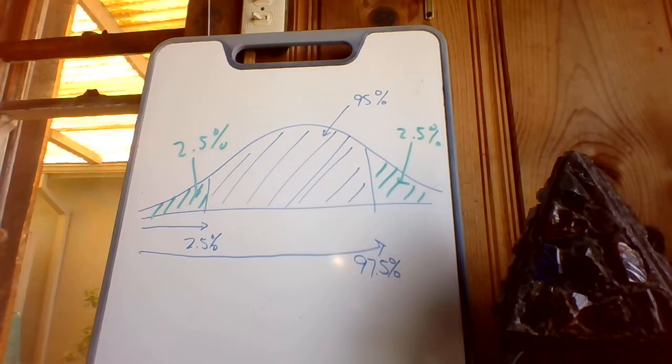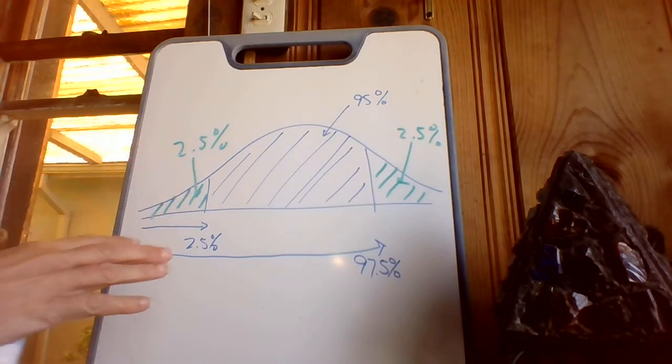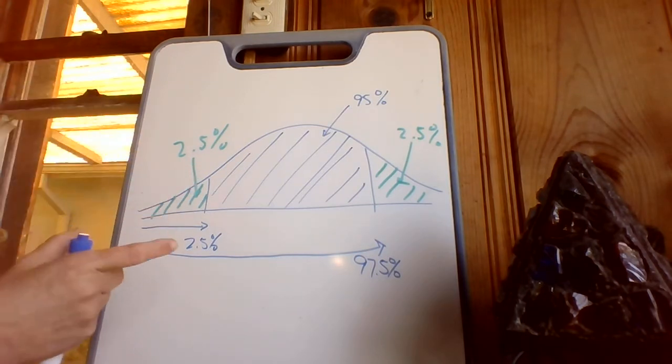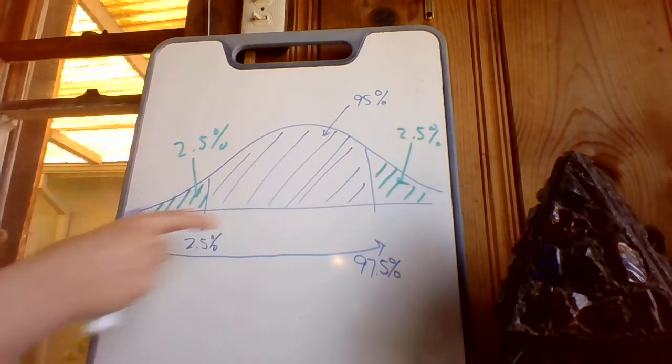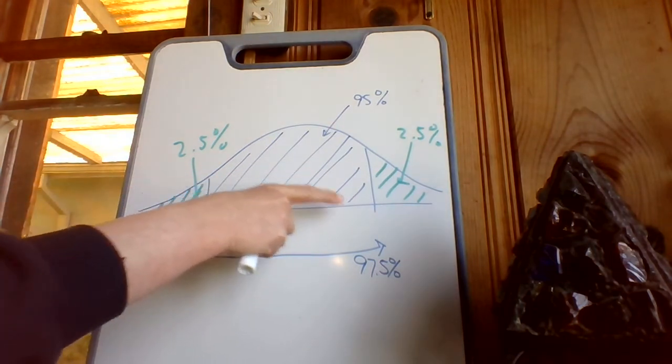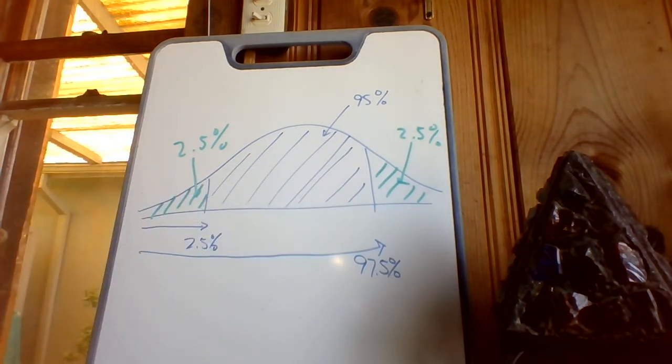The middle section is colored in blue, and I have a little arrow that says that's 95%. Well, if that's 95%, that means 5% of it I did not color in blue. If it was really symmetric, it's the middle 95% that's in blue. That's where you are most of the time. 95% of the time you're going to be in that blue section, which means 5% of the time you're not.